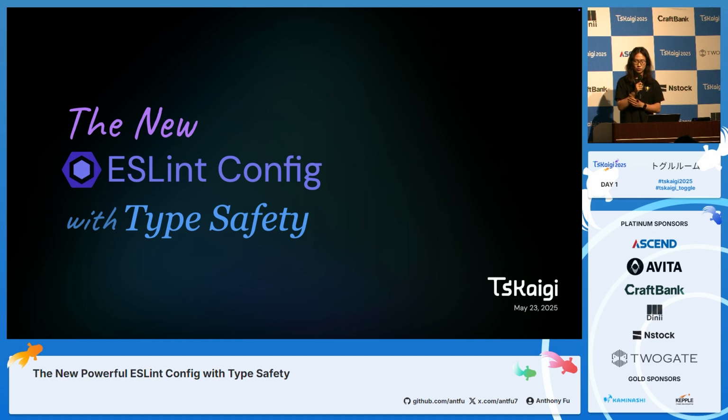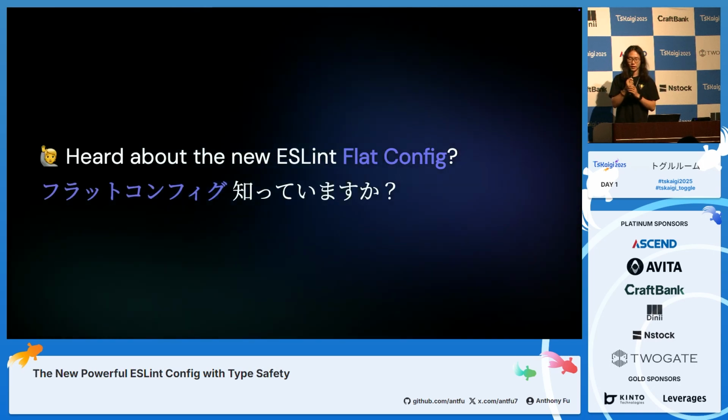At this moment, it's easily one of the most popular tools in the JavaScript ecosystem that almost every project uses. Despite having been around for such a long time, it's a tool that's still consistently improving and evolving. Before we start, I'd like to do a quick survey. If you have heard about the new ESLint flat config, could you raise your hand for me?